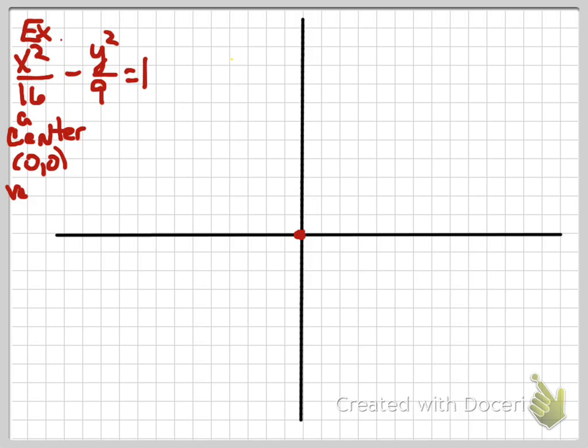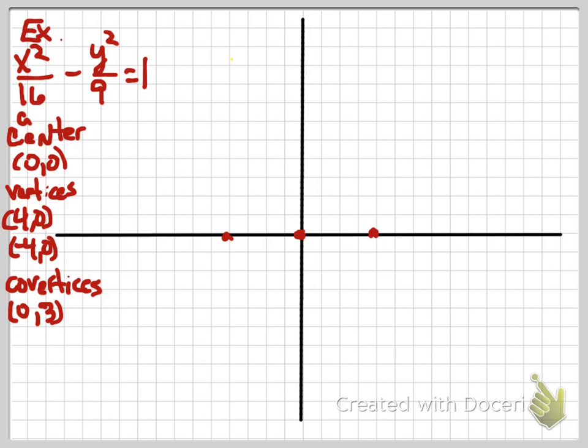Take the square root of 16, you get 4, and notice that's under the x. So you're going to go 4 sideways, 4 to the left and 4 to the right. That would give you the vertices at negative 4, 0 and positive 4, 0. Then for the co-vertices, take the square root of 9, which is 3, and you're going to go up 3 and down 3. That would be your co-vertices at 0, 3 and 0, negative 3.